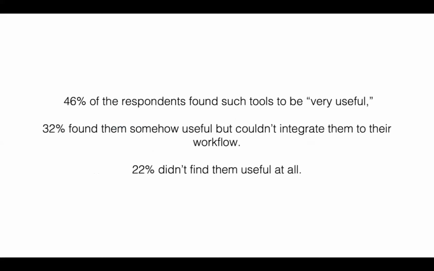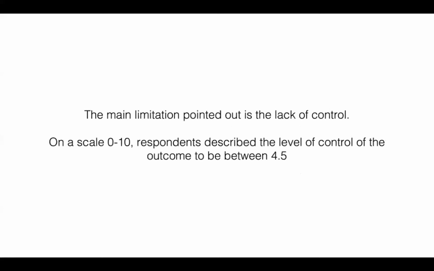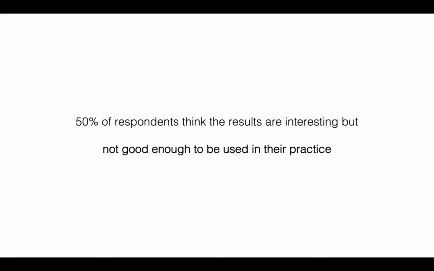46% of the respondents found that such tools are very useful in their work. 52% found them somewhat useful but could not integrate them into their workflow. And 22% find them not useful at all. When we asked them about the main limitation, they all pointed to lack of control. It's really hard to control these models using text prompts. On a scale of 0 to 10, the average score for controllability of these models was about 4.5. 50% of the respondents think the results are interesting, but not good enough to be used in their practice.